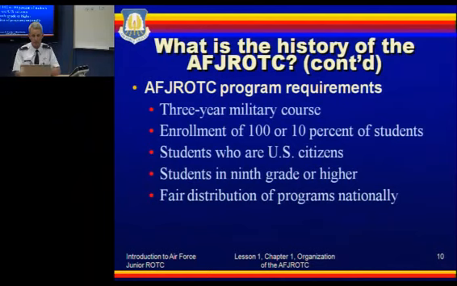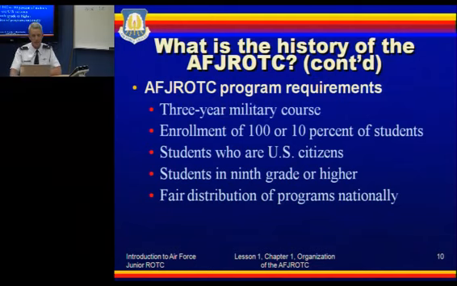The requirement for our program is to have 100 students, or 10% of the population. This year, I think our number is like 172, which is greater than 10% of Prescott High School, with our hybrid course students also. 9th grade or higher. We have occasional requests to go into middle school. That does not happen. We can't let the middle school students participate. This is by law, obviously.